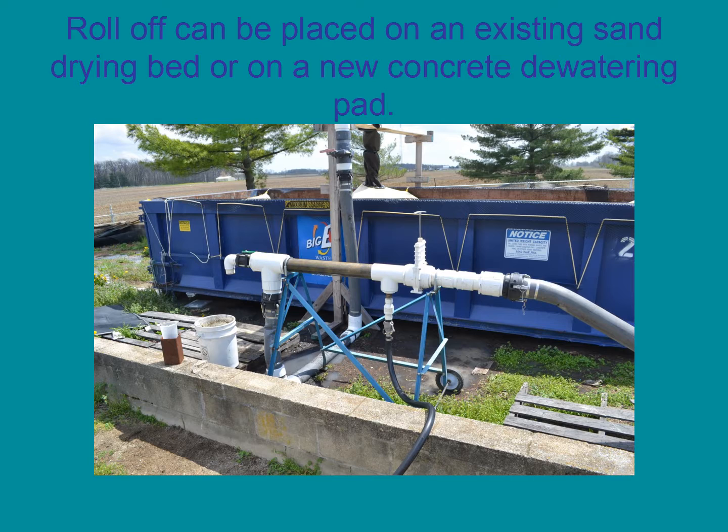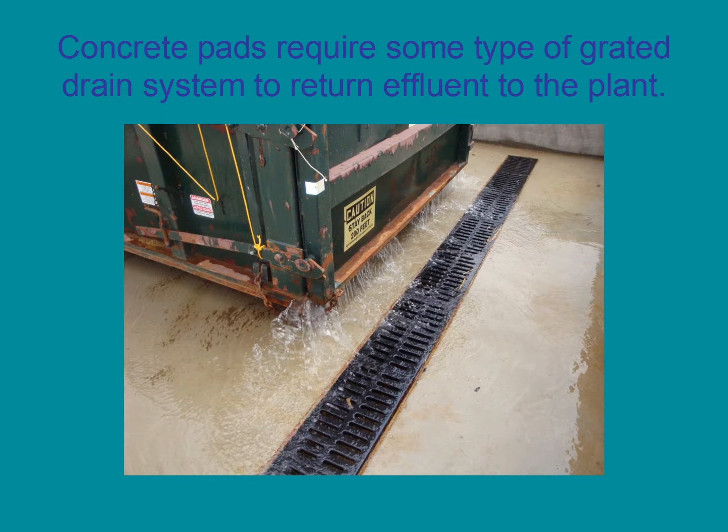It can be placed on an existing drying bed. Placing the roll-off on a drying bed typically requires concrete runners to support the weight of the roll-off. In many cases, the roll-off is staged on a concrete pad especially designed and poured to hold one or multiple roll-offs. Some type of drainage system is required to capture and return the clean effluent back to the plant.